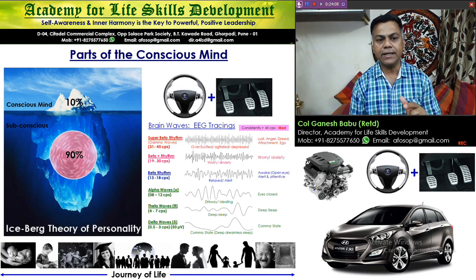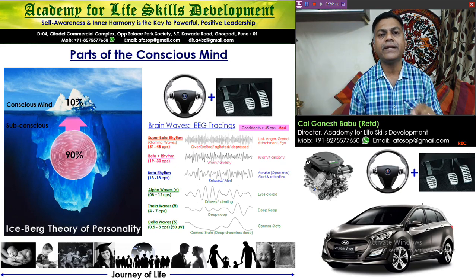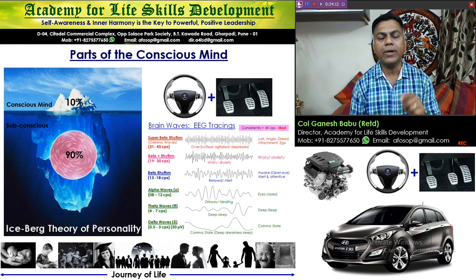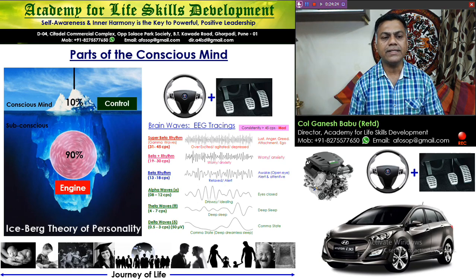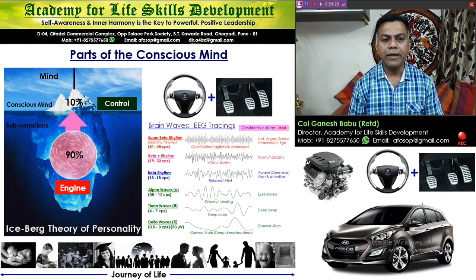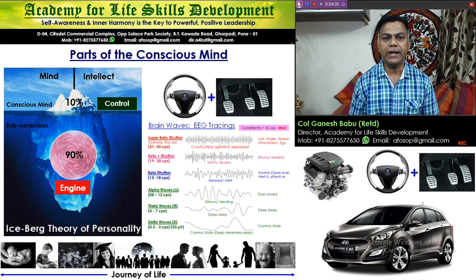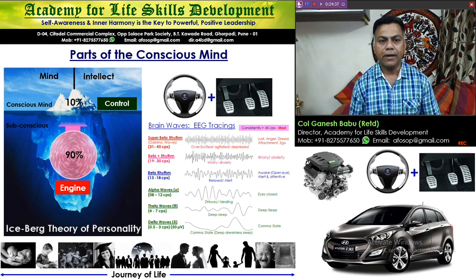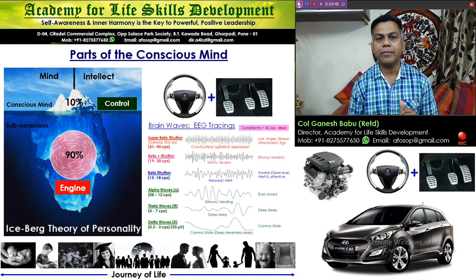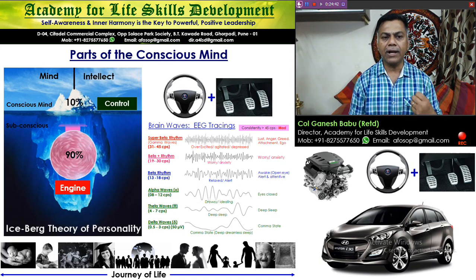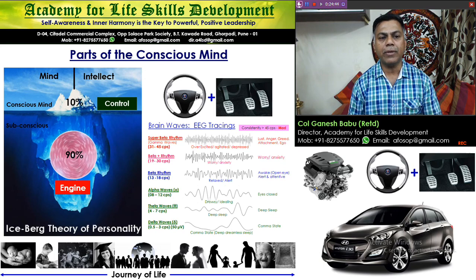So please understand, your mind has to operate in beta rhythm, and to do that you must know how to use the control. The control is divided into two parts. Look on the left side. The first part is called the mind and the second part is called the intellect. So our control system consists of two parts, the mind and the intellect, which are part of the conscious brain, and the subconscious, which is the engine, consists of 90% of the power. The power lies in the engine, but the control lies between the mind and the intellect. They have to operate in a particular rhythm so that the engine produces effective output.